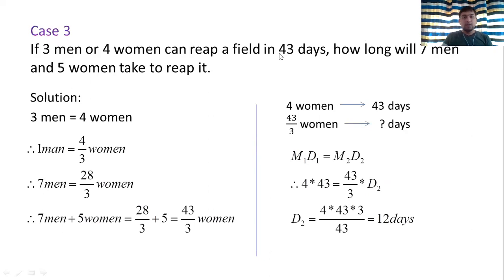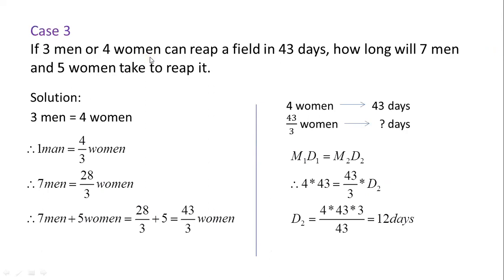Now if 3 men or 4 women can reap a field in 43 days, how long will 7 men and 5 women take to reap it? So this is also an important concept. You will find such type of question in your previous competitive exams.